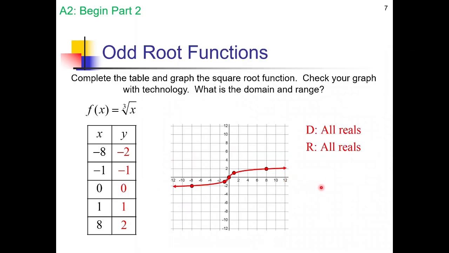So it turns out then that all of the odd root parent functions are going to have the all reals domain and range. And this also makes sense when you think about this versus the even roots. With the even roots, we had to stop at 0 because you can't take the even root of a negative number. But with odd roots, you can get an odd number by multiplying, or you can get a negative number by multiplying negatives together. So we can plug in any x value we want for the odd roots, and because of that, we're allowed to get any y value as long as we plug in a high enough number.